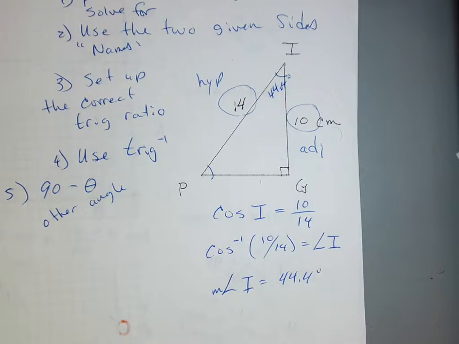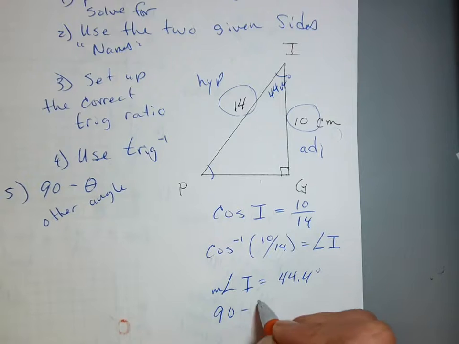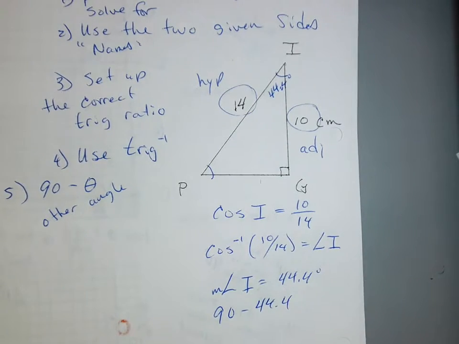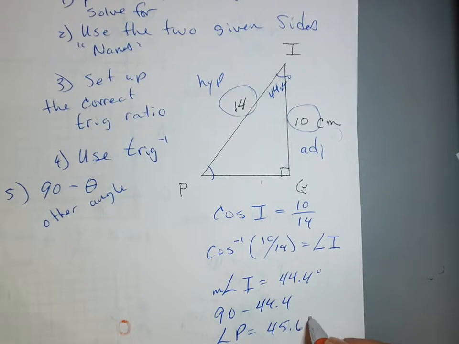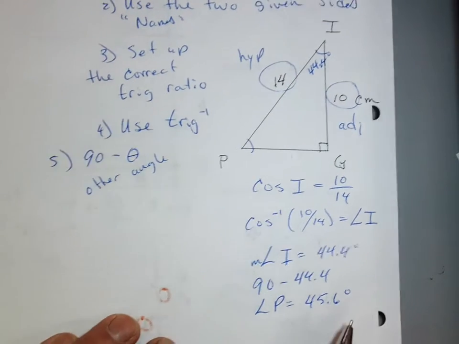Theta is my angle, right? In this case, it's angle B. Theta just means angle. So 90 minus 44.4 degrees, and I get an answer about 45.6. So that's angle P. Okay, so far so good.